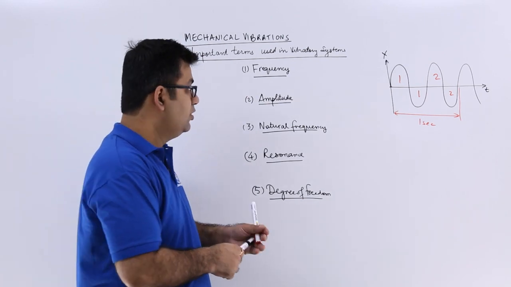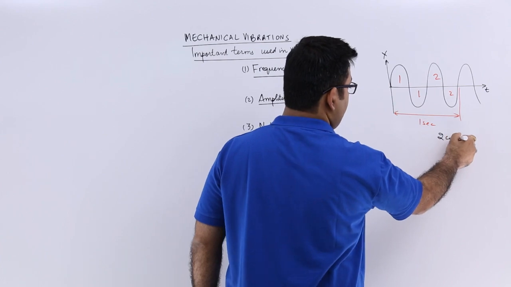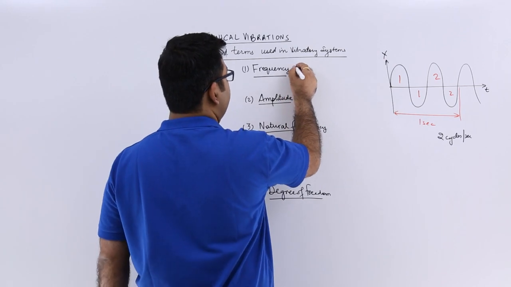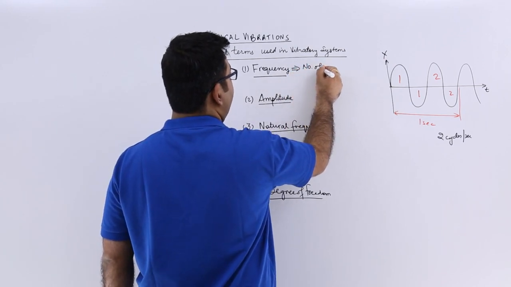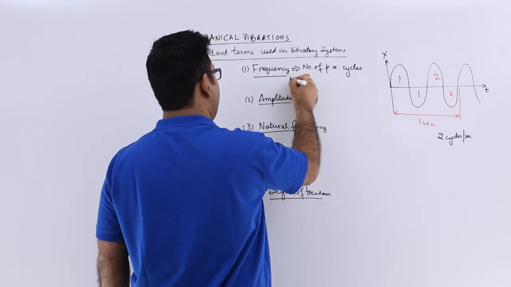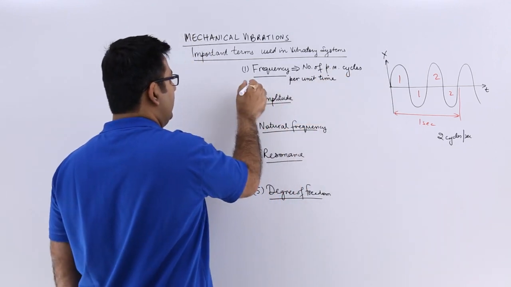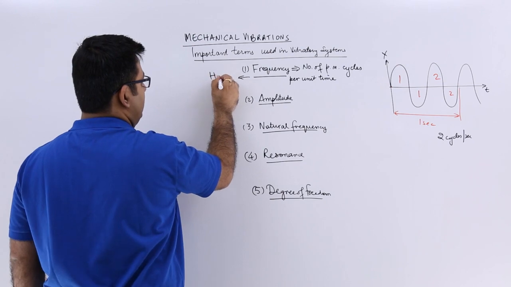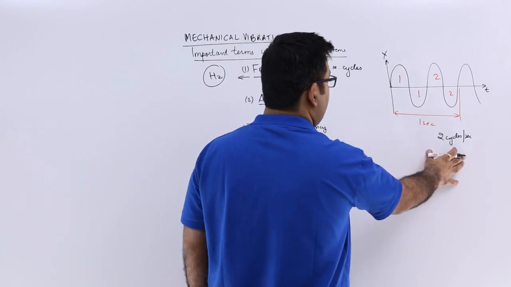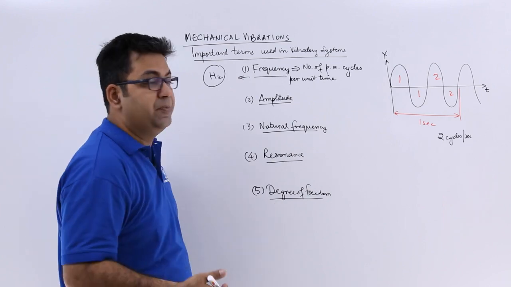So to define it, in this the frequency is 2 cycles per second. So frequency means number of periodic motion cycles per unit time. The units of frequency are hertz. So this is 2 hertz, which is very low. It is not that low, so it's maybe 20, 30, 40, 50, 100 hertz. So 100 cycles per second.